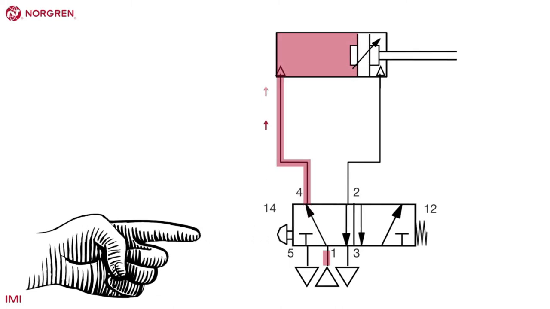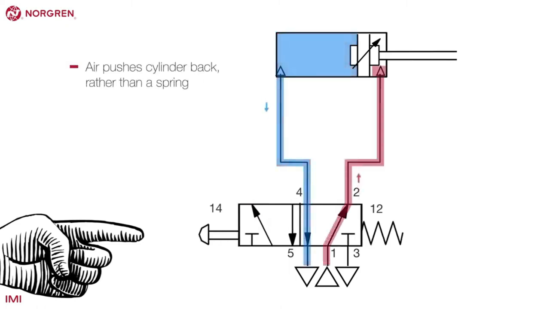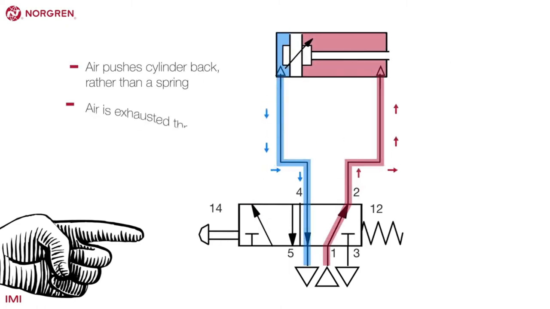This is a sample layout of a pneumatic system. The one on the left is the pressure regulating valve, and in the center is the 5-way valve.